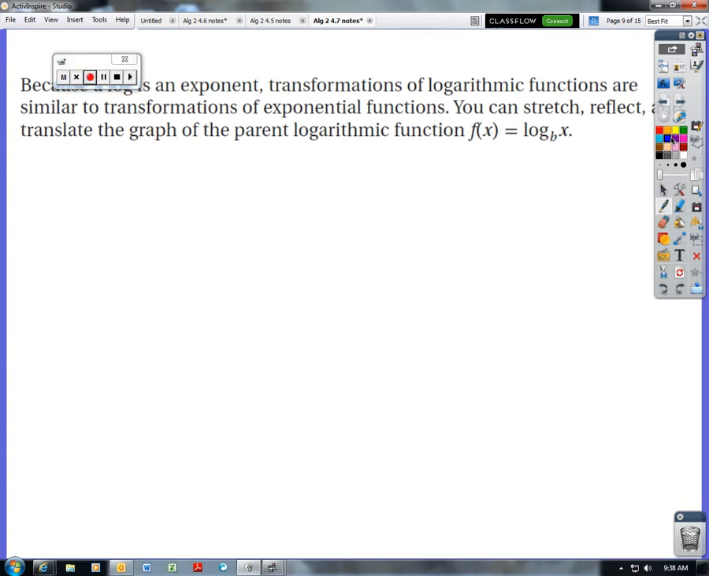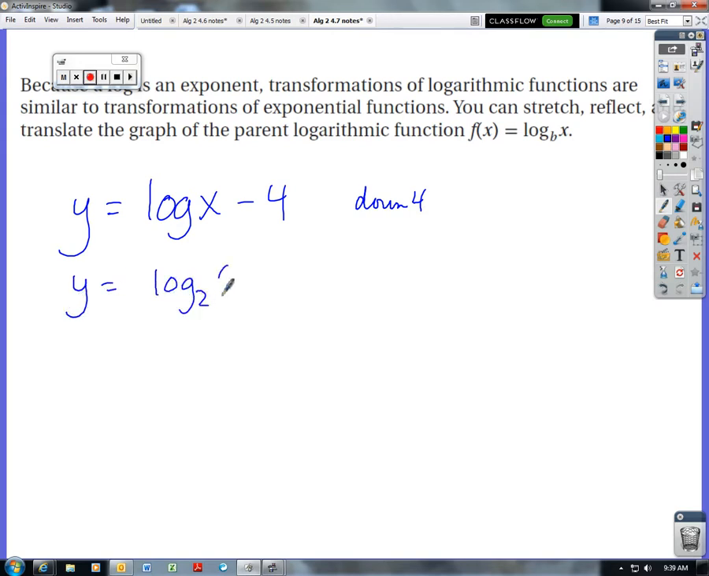So say you had y equals log of x minus 4. Because the minus 4 is outside, that's going to be an up and down shift, so it's a translation down 4. If I had log base 2 of x minus 3, because the minus 3 is inside the parentheses with the x, that's going to be a back and forth shift in the opposite direction of the sign, so it's actually going to go right 3.